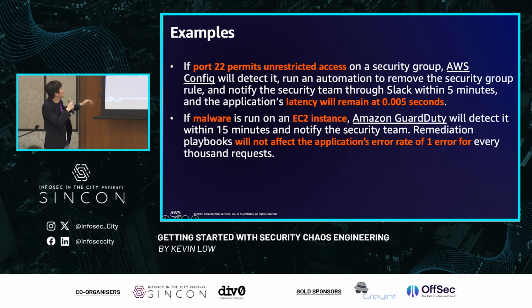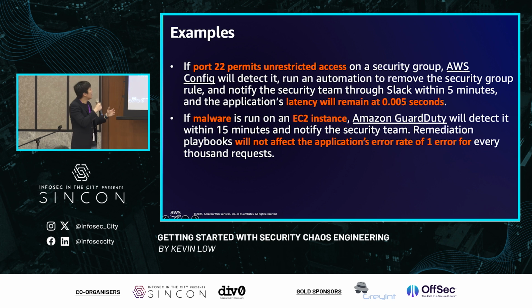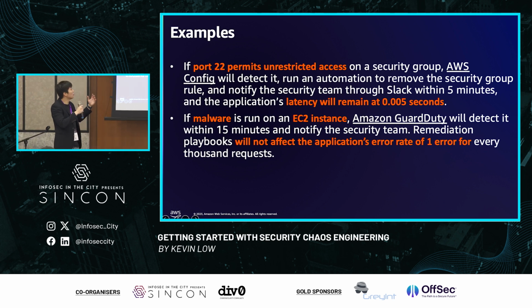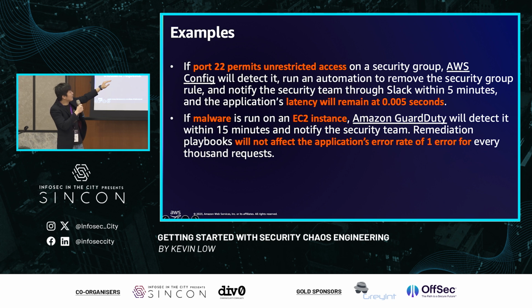Here are some examples that we see quite often with customers. If port 22 permits unrestricted access on a security group, we have a service called AWS Config. It will detect it, it will run some automation to remove that rule, it will notify the team through Slack within 5 minutes, and the application latency is no longer affected. So you see all the elements are there. We have the system, we have the security misconfiguration, we have the business impact, that the latency will remain there regardless of what happens, and we have what the security team should be doing.